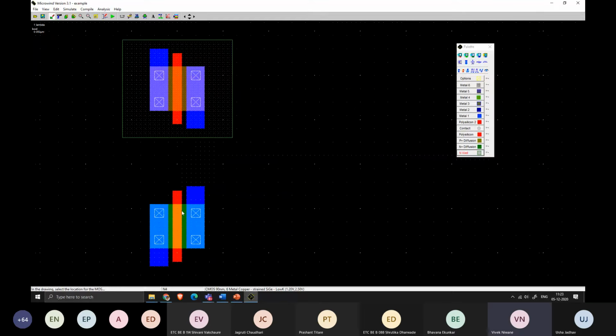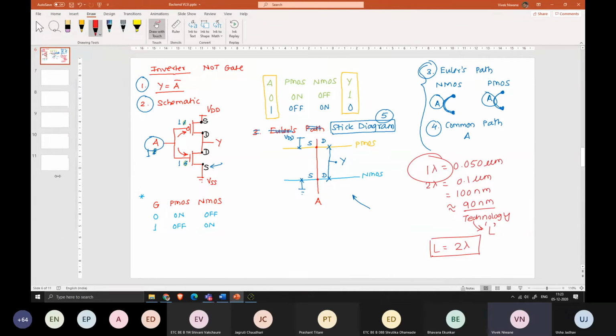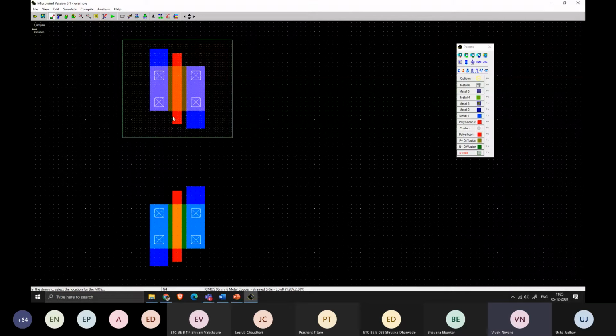Okay, now going back to our slide, you can see over here. Okay, ये स्टिक डायग्राम जो निकाली थी, सॉरी, स्टिक डायग्राम में क्या है, एक वर्टिकल पॉलीसिलिकॉन दिख रहा है, am I right? We will try to have the same polysilicon over here.